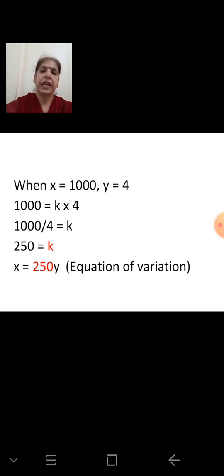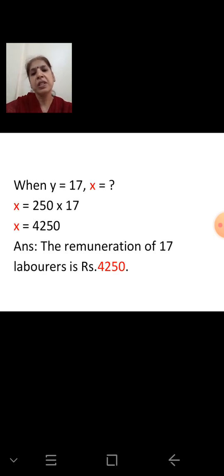This is our equation. Now the second pair of values: when y is 17, x we have to find. It is asked, question mark. And substitute in the equation of variation. What is the equation of variation? x is equal to 250y. So x is equal to 250 into, now value of y is 17. So you multiply 250 by 17, and we get the answer 4250. So the final answer: the remuneration of 17 laborers is rupees 4250.